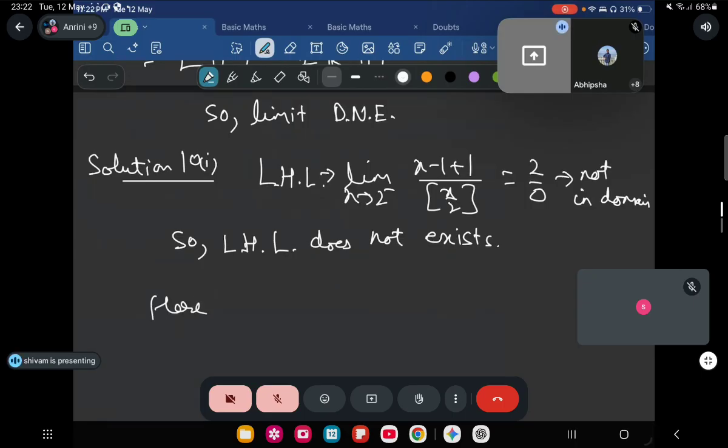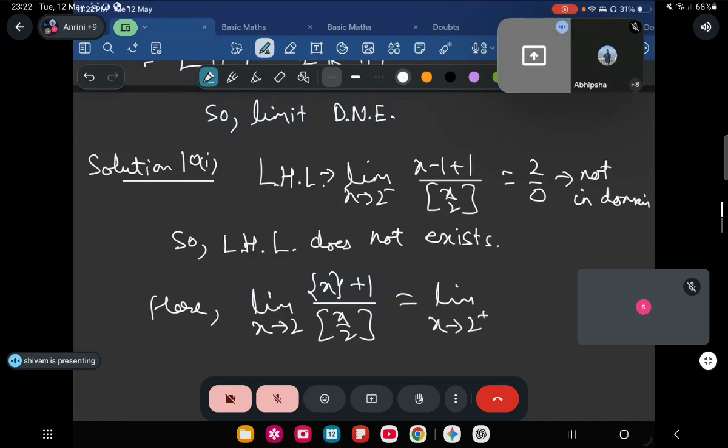This is the concept of one side limit. Over here, limit x tends to 2 of (fractional part of x plus 1) upon floor of x by 2. Tell me, everyone, are people getting? Only 2 plus will exist. Limit will be only the right hand limit, x tends to 2 plus. Fractional part of x will become 0. So 1 upon 1, that is 1.